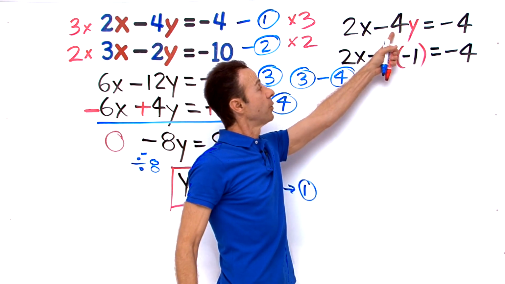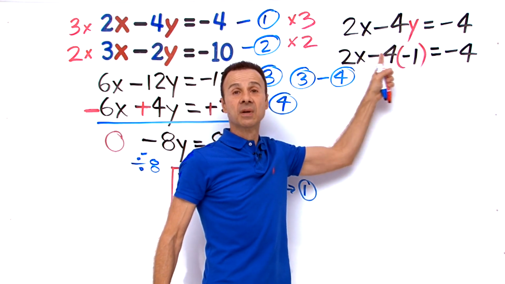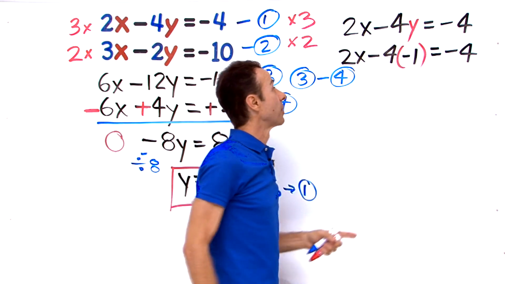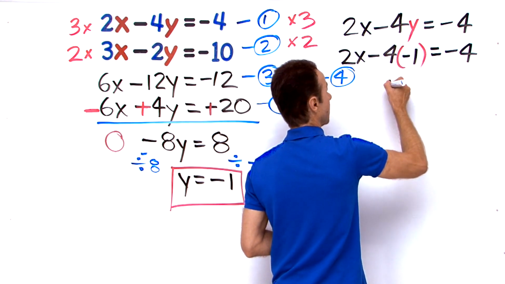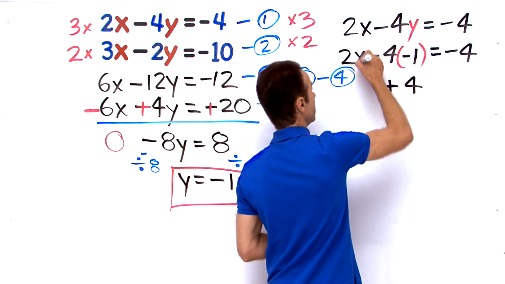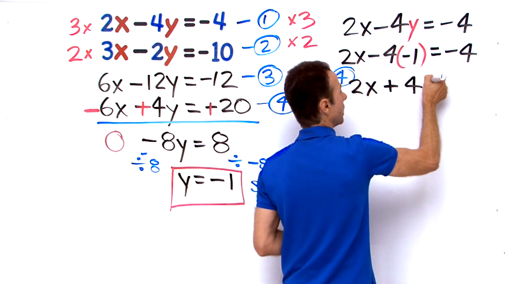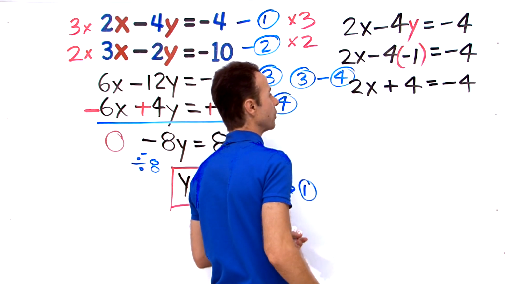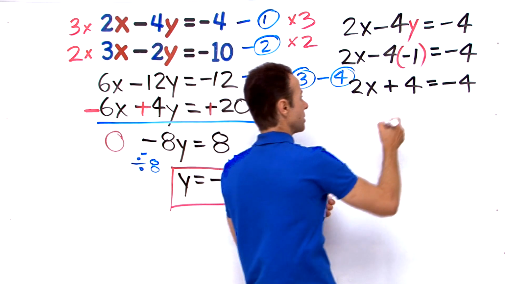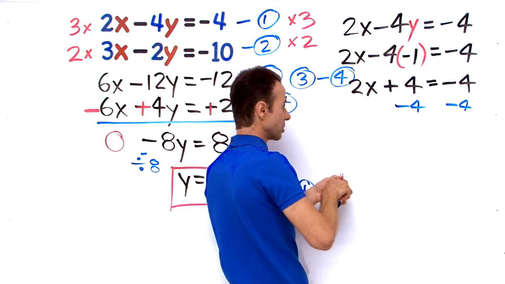Notice we have a negative 4 times y. y is a negative. That means we've got two negatives. That's going to turn into a positive, isn't it? So negative, negative, that's going to become a plus. This becomes a plus 4. Bring down the 2x. 2x plus 4 equals negative 4. We're going to subtract 4 from both sides. Minus 4 on either side of the equals.